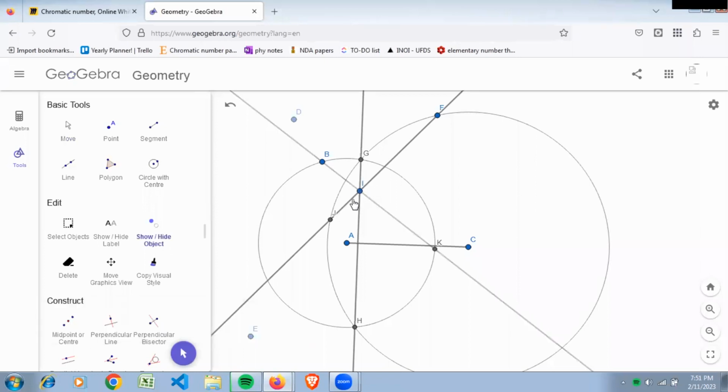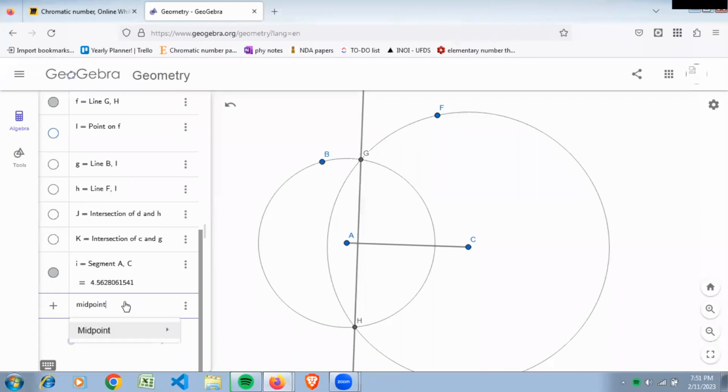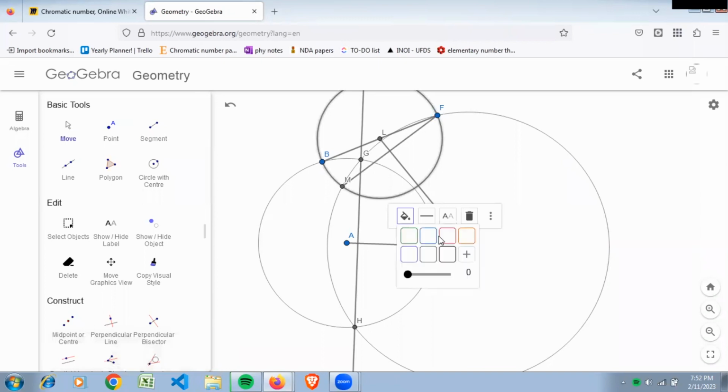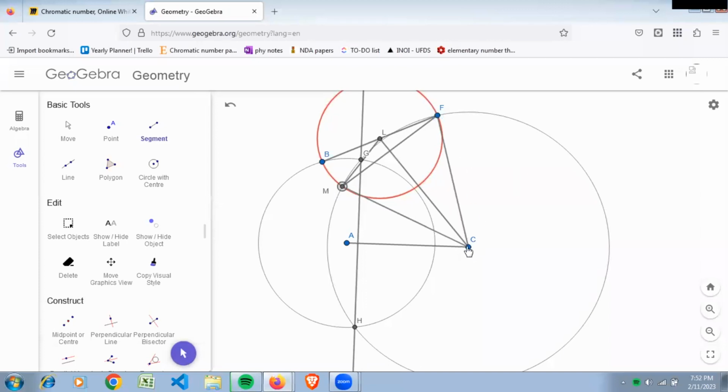Okay, I don't know how to motivate this, so I'll probably just say it, and you can think why it works. The idea is you construct the midpoint of BF. Then you know that this circle, right? Wait a second. Yeah. So if you draw this circle, this red circle, then LF should be equal to LM, right? And CF equals CM.